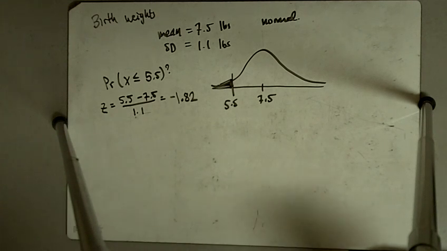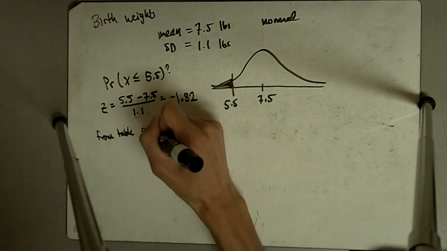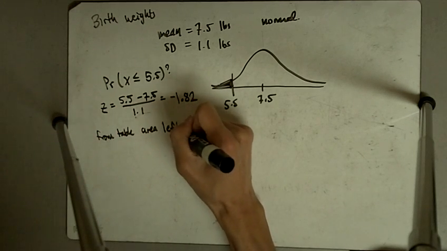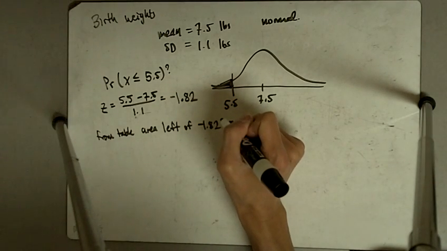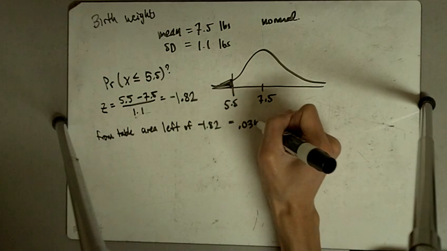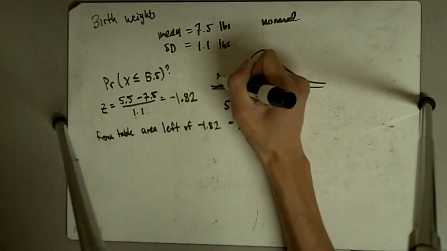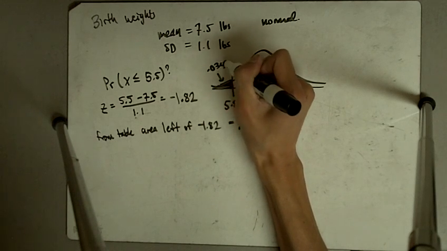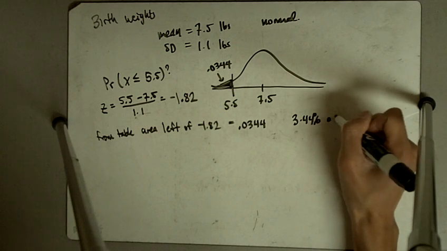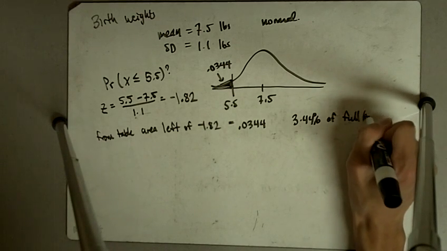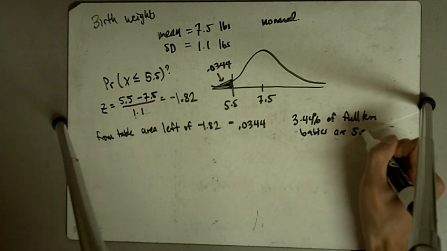So I look up in the table. From the table, the area to the left of negative 1.82 is equal to 0.0344. And that is our answer right here. That's going to be this answer. So about 3.44% of full-term babies are 5.5 pounds or less.